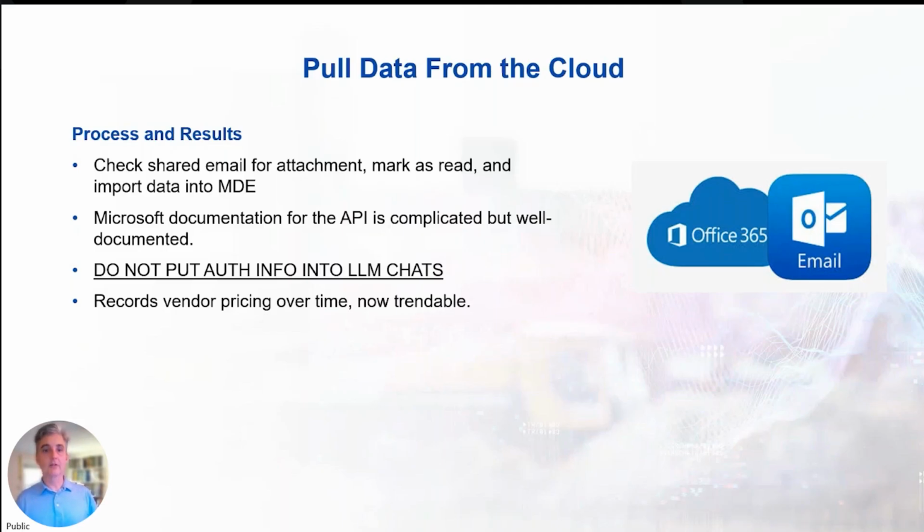So now the result is we have this vendor pricing over time. It's a Park View tag. I can trend it with all the other process data and everything else.